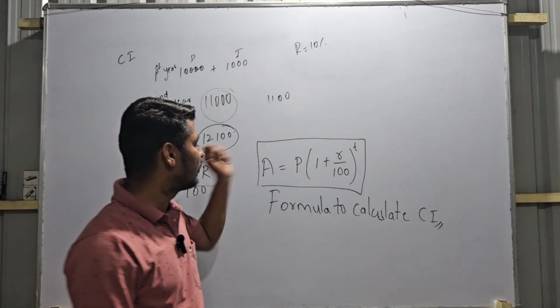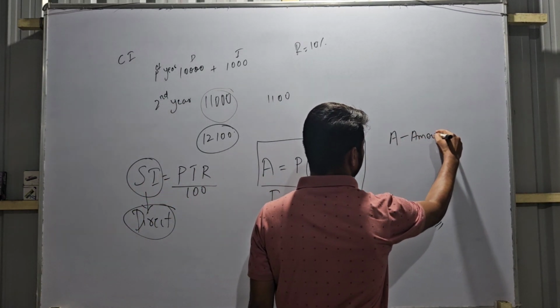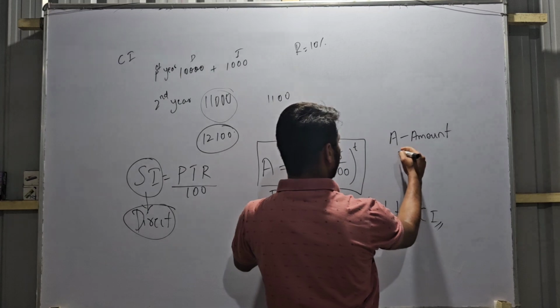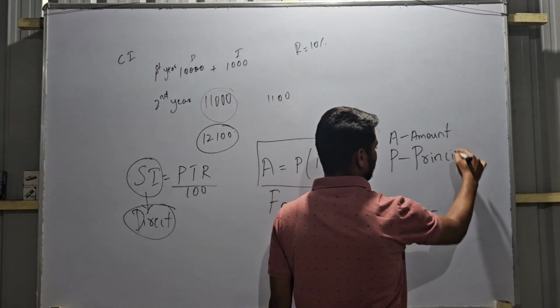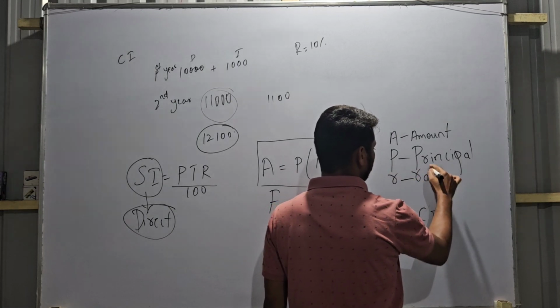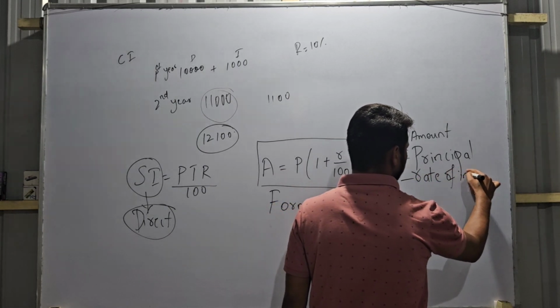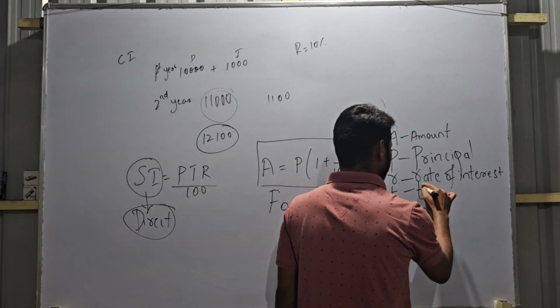So this is your formula here. A means amount, and your P here means principal amount, R is rate of interest, and T is time.